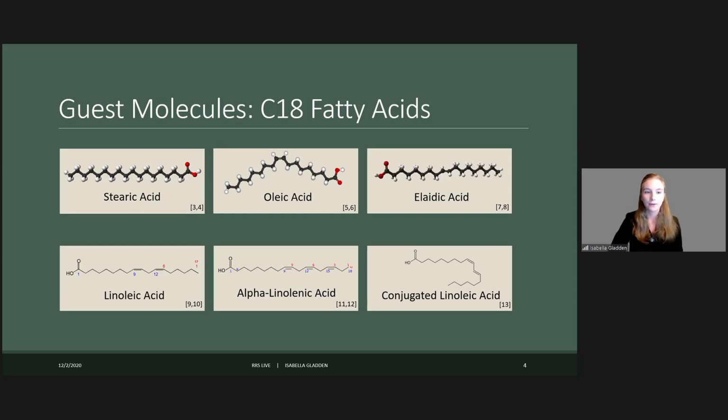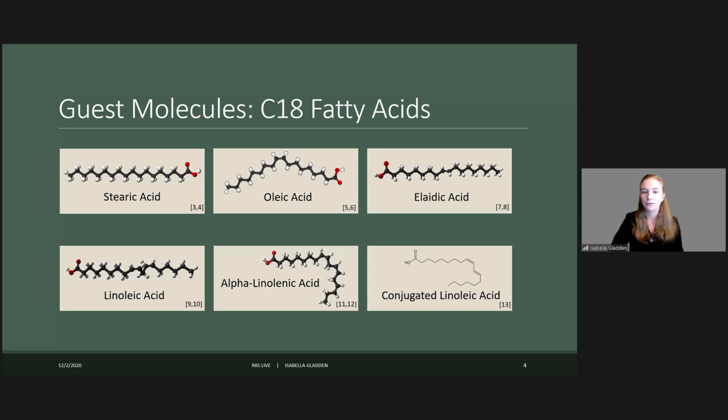We also use linoleic acid, which has two double bonds, making it a polyunsaturated fatty acid. These double bonds change the structure by also giving it a slight curve. We also use alpha-linolenic acid, which has three double bonds, and this greatly changes the structure as it has a larger curve than the previous guests.